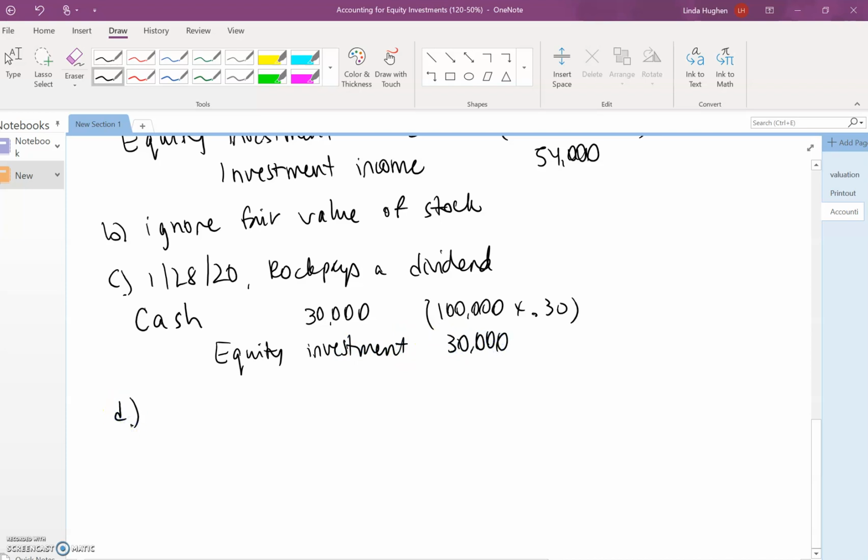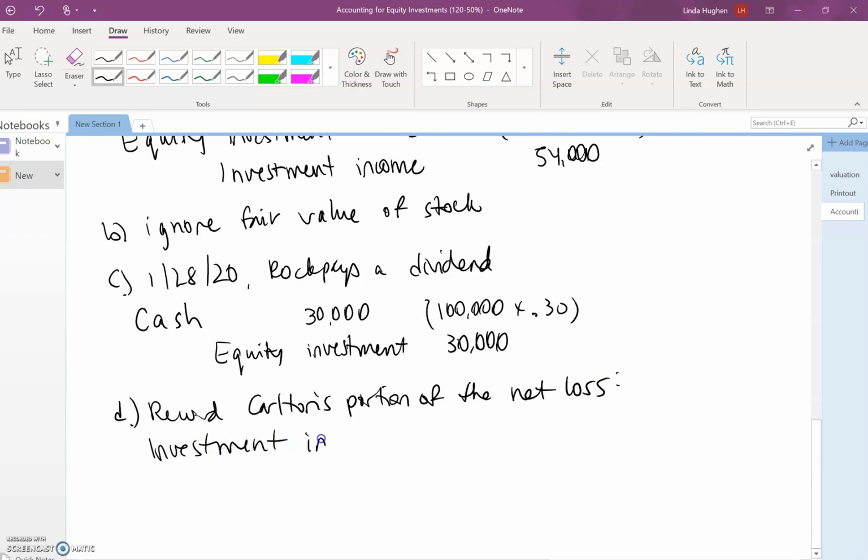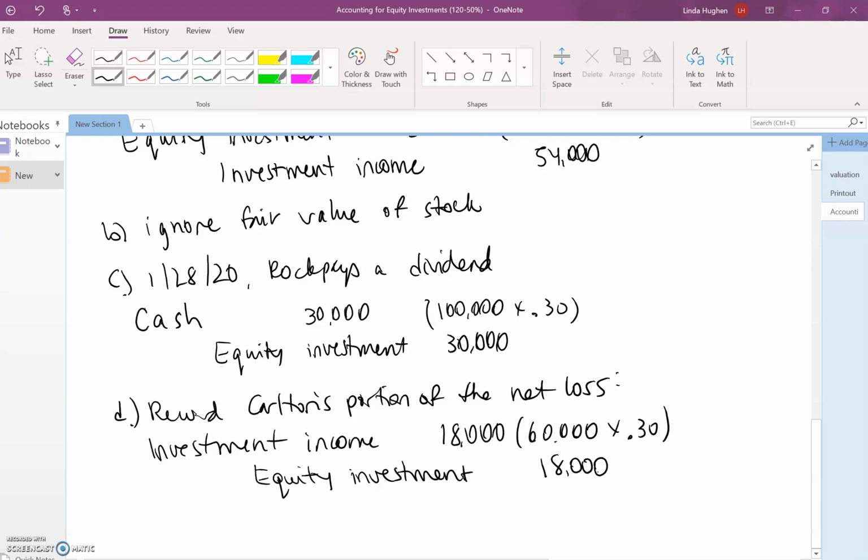Okay, D, time goes on. It's the end of the year, 12/31/2020. Rockford Corporation reported a net loss of $60,000. So now Carlton needs to record 30% of that net loss. What's going to happen? We are going to debit to reduce investment income by 30% of the $60,000 loss. And what account are we going to credit? The equity investment account to reduce that asset, equity investment. Remember, these two companies are closely related. That one company's loss is a loss for the other company.